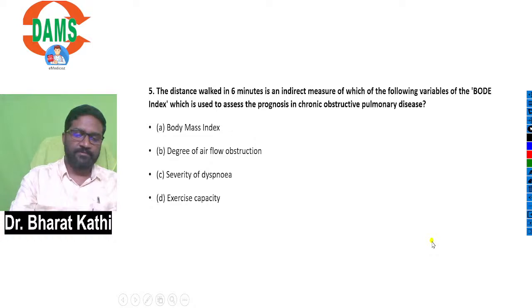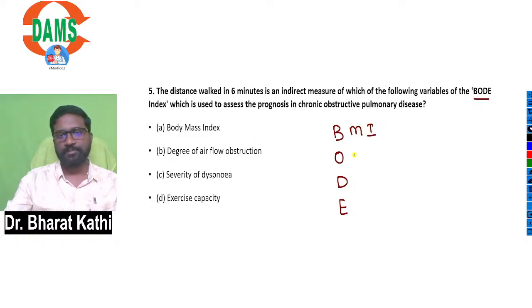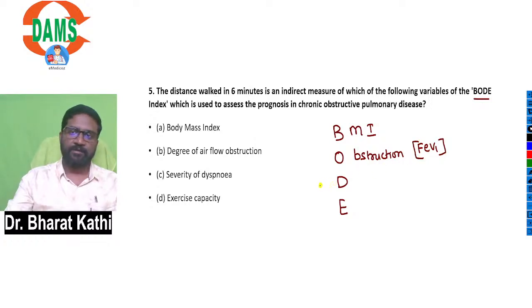This many times I must have discussed in the class. BODE index. Always they'll ask you what is B, what is O, what is D, what is E. B stands for BMI, O stands for obstruction. So this is a prognosis index in COPD to assess how well the patient can do after developing COPD.